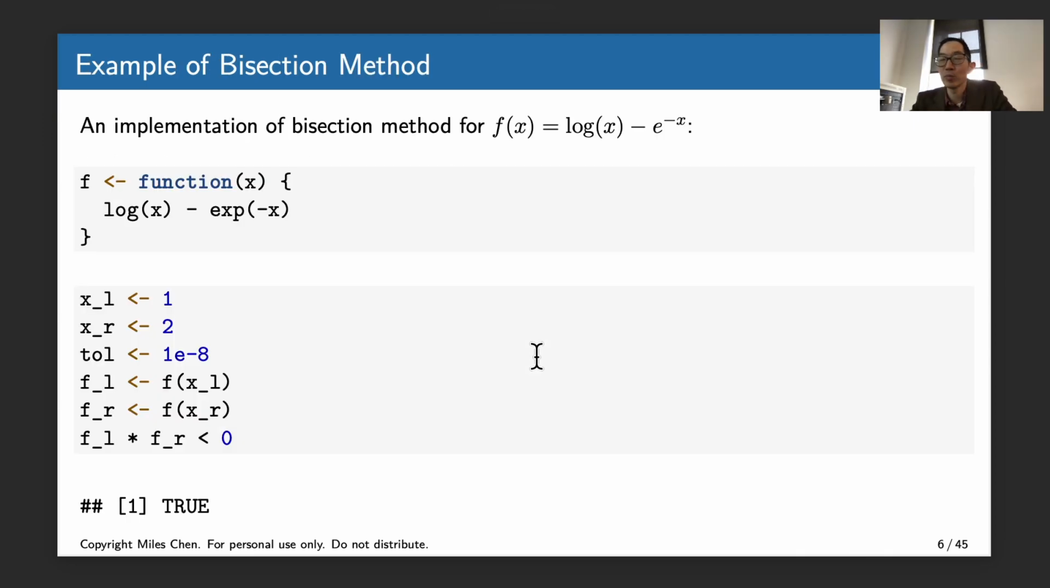So here we will do it. This is the function we've been trying out, log of x minus e to the negative x. I'm going to start off at two arbitrary values, 1 and 2. We know the function at 1 is negative and the function at 2 is positive. I can check that. I'll also specify my tolerance level: we'll quit when the difference between the left and right hand side is less than 10 to the minus 8. What is the function at the left-hand side? That's FL. What is the function at the right-hand side? That is FR. Left times right, is that less than 0? Yep, they have opposite signs.